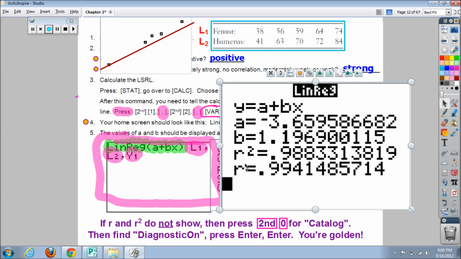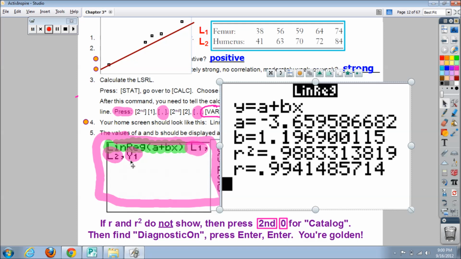Now, if you don't see an r and r-squared value here, which most of yours probably won't have, this is what you need to do down here at the bottom. You need to press 2nd 0 to go to your catalog. Scroll down and find the command DiagnosticOn. Press enter so that it goes to your home screen. Press enter again and it'll say Done.